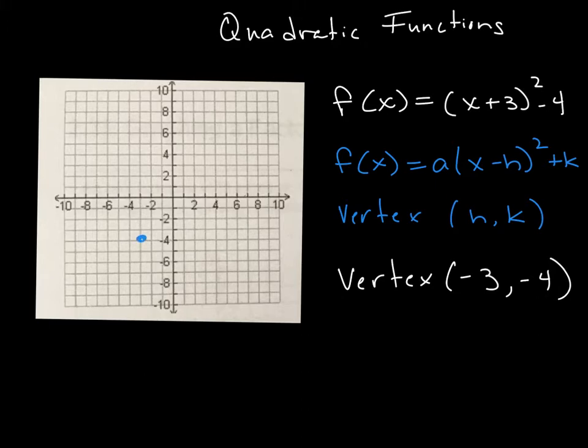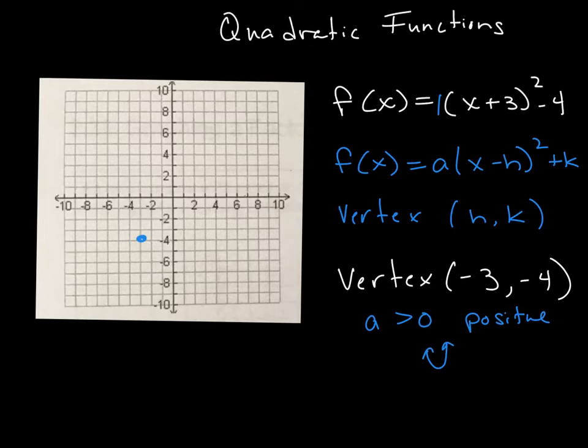Now there's nothing written out front here in the original place, nothing for where this a is, but in this case that a is understood to be a 1. When a is greater than 0, or positive, that graph opens up. So I know this parabola opens up.